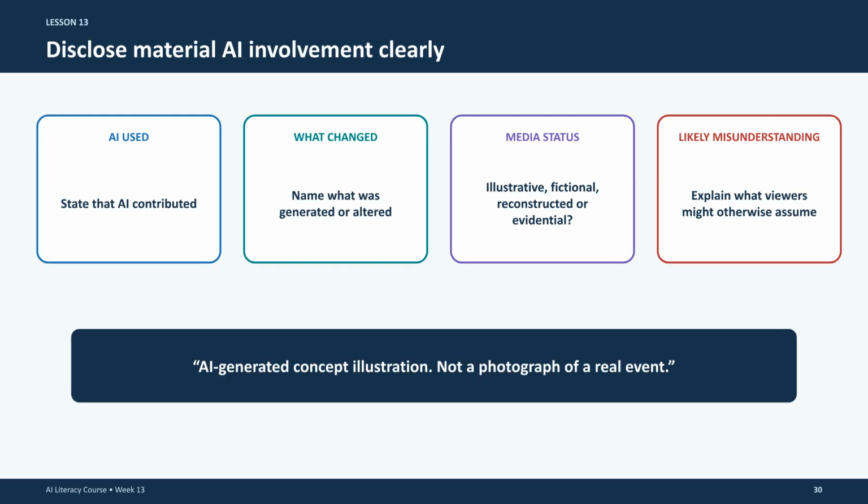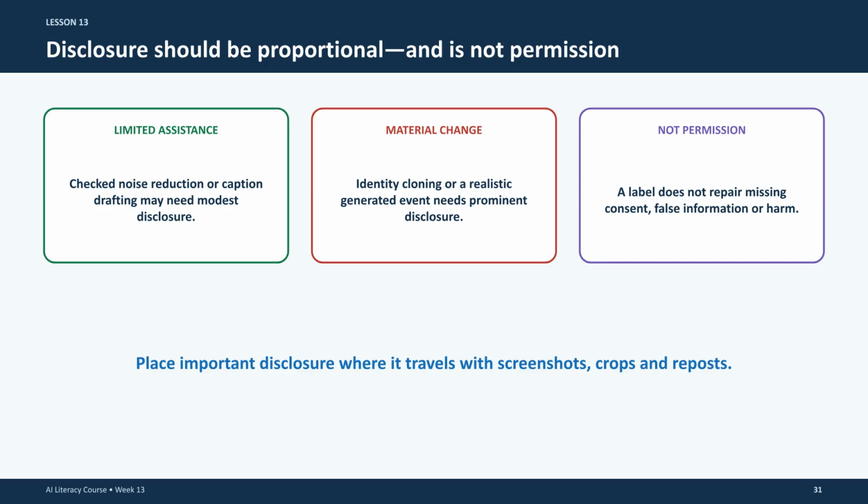Finally, disclose AI involvement clearly. State what was generated or altered, and clarify whether the media is illustrative, fictional, or reconstruction. By explaining what viewers might otherwise misunderstand, you provide transparency that builds audience trust. Remember that disclosure must be proportional to the level of AI intervention. Minor edits like noise reduction might require simple notice, whereas complex tasks like identity cloning or recreating events demand prominent, explicit disclosure. Always place your disclosure where it remains attached to the media, even after sharing or reposting.